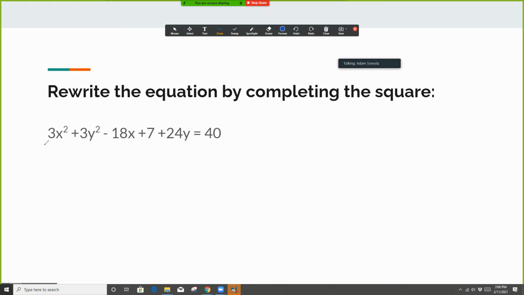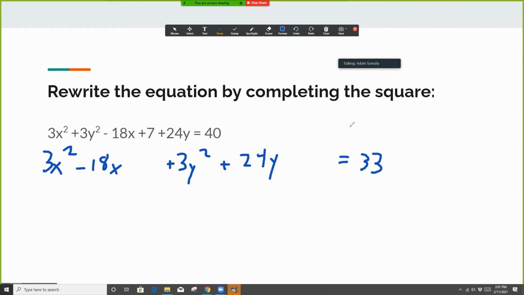So first, when we complete the square, we want to get rid of the leading coefficient. First let's group together our x's and our y's. So we'll do 3x squared minus 18x, and then leave some room, and then plus 3y squared plus 24y, and then leave some space, and then subtract 7 on both sides. Okay, never mind. That was good. There was no mistake. I was doing something wrong.